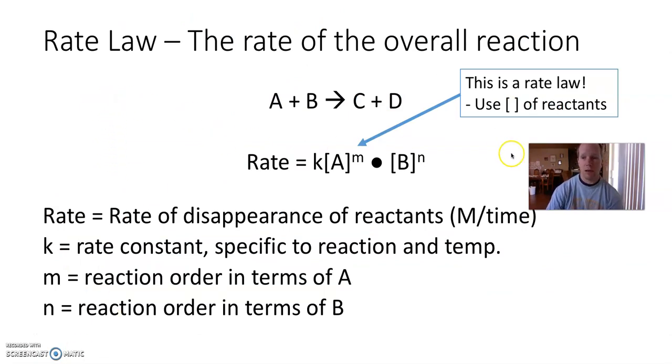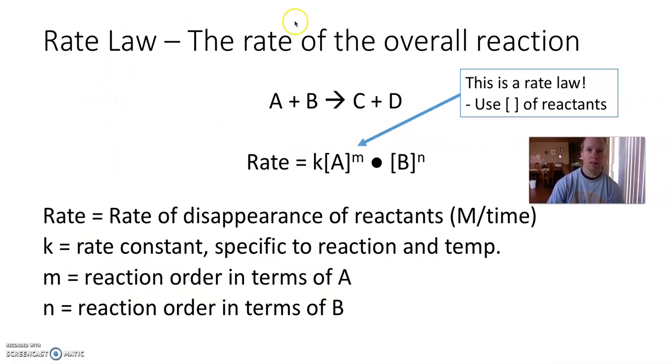All right, moving along, you guys. We're going to look at what's called a rate law. All right, so rate law is the rate of the overall reaction. Here's our rate law, okay? If you look, it's the rate, and then we've got this thing right here. We've got K. K is the rate constant, and that is specific to the reaction and temperature. So there isn't one rate constant. There's a rate constant for every reaction at every single different temperature.